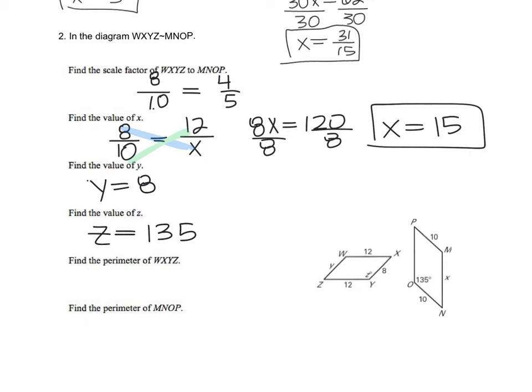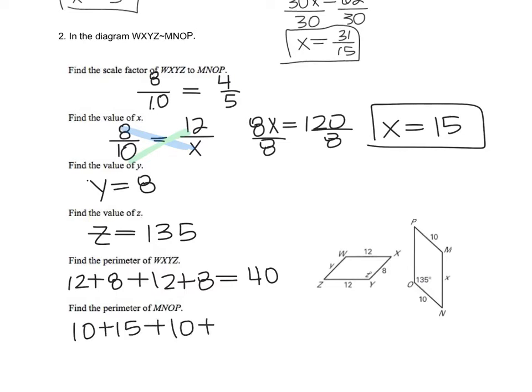Next, we want to find the perimeter of WXYZ. We now know all 4 side lengths of WXYZ, so perimeter is just to add those together. So we're going to do 12 plus 8 plus 12 plus 8, and we're going to get 40. We can do the same thing for MNOP. We can do 10 plus 15 plus 10 plus 15, and we're going to get 50.